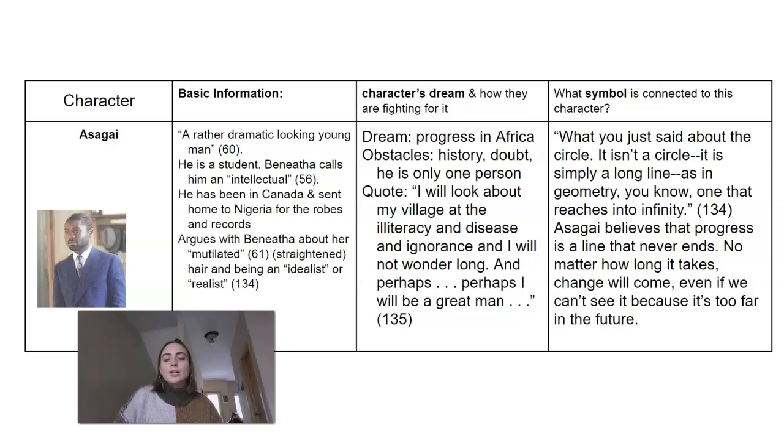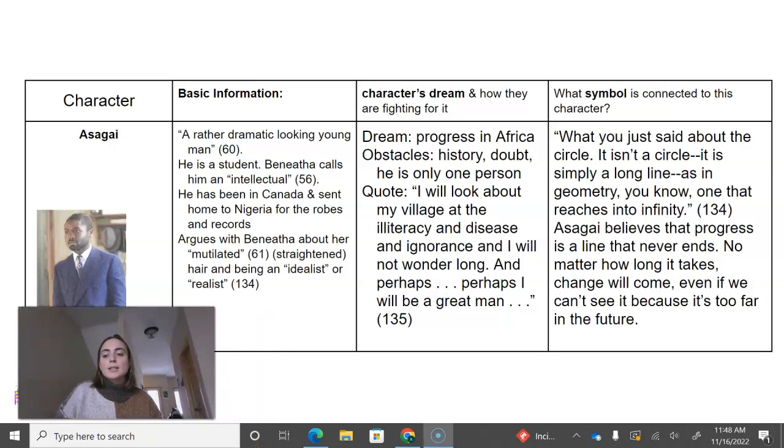Once you've chosen your character, you are going to fill out this chart in your packet. That includes some basic information about your character, what their dream is and how they're fighting for it, and what is a symbol that's connected to this character. So I've completed an example chart for the character of Asagai. He is not a character that you can choose from. He's not one of the main characters, but this is an example of what you should be doing for your character. So basic information, we know that he's a student, and that's how Beneatha met Asagai, is that they were studying together. He's been to Canada, but he's from Nigeria, and he's interested in Beneatha, right?